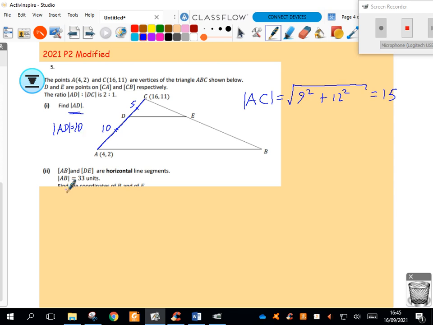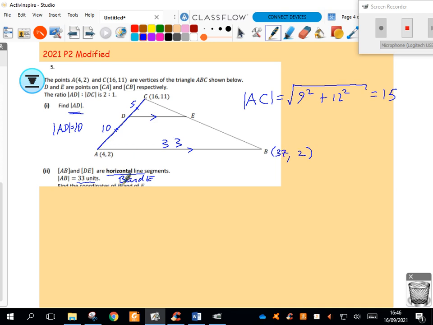This is slightly cut off here. We're asked to find the coordinates of the points B and E, given that the distance from A to B is 33 units, and it's a horizontal line segment. AB and DE, so AB is horizontal and DE is horizontal, so they're parallel. AB is 33. Well, if B is horizontally across from A, there's no change in the y coordinate because it's not going up or down. And that's 33. Well, that's all a change in the x coordinate, which means that has to be 37.